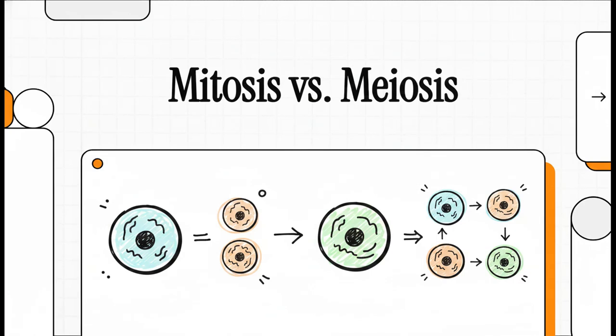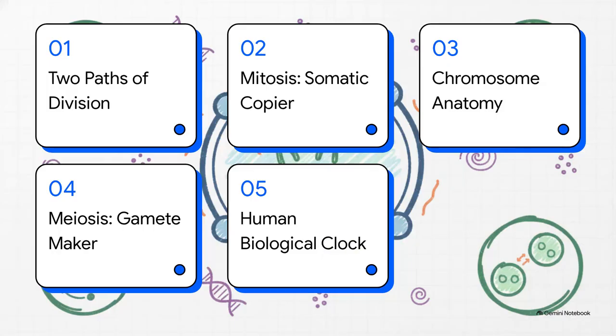Today, we're totally bypassing the basics and diving straight into the raw mechanical divergence of cell division. We're talking mitosis versus meiosis. It's a process happening inside your body right this very second, but as you'll see, the paths these cells take are just vastly different. So here is our roadmap for today.